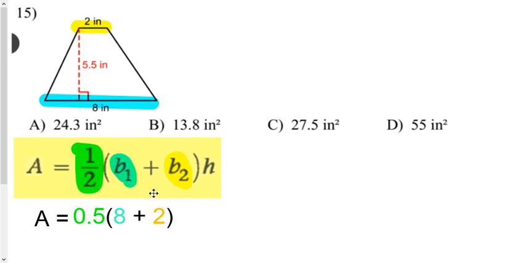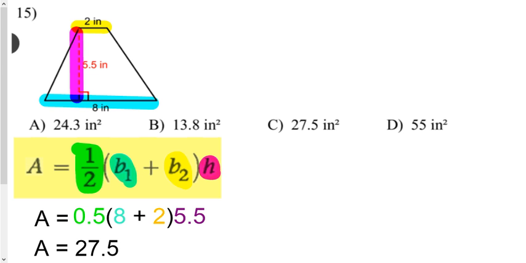8 plus 2, the two bases are added together, and then you times all of that by the height. And in this case, it's always the distance at a right angle that connects the parallel sides. So 5.5 will be put right there. Put all of this into your calculator. Or if you don't have a calculator with parentheses, remember you can say 0.5 times whatever these two are added up to be, which would be 10, and then times it by 5.5. Make sure you get 27.5, and you'll know you typed that in correctly. And there's our answer right there at C.